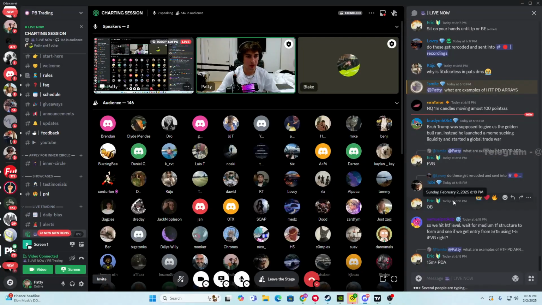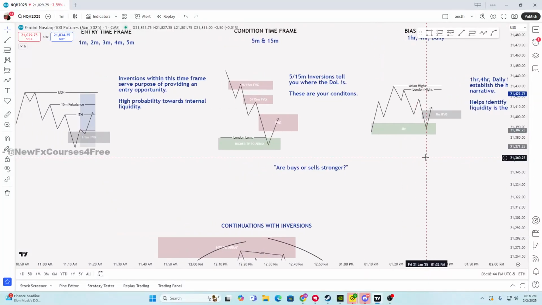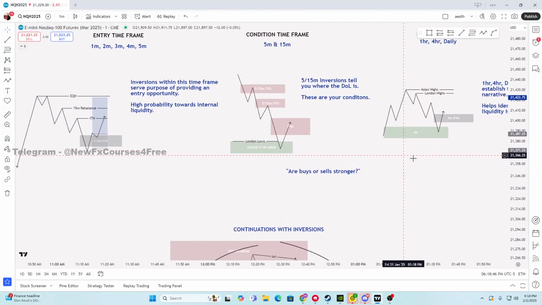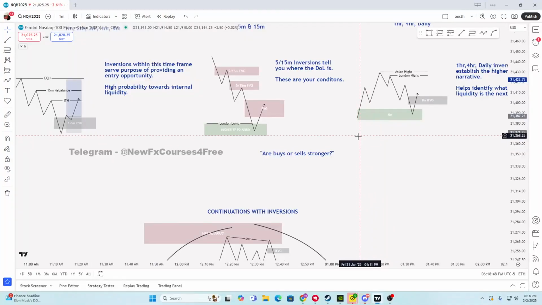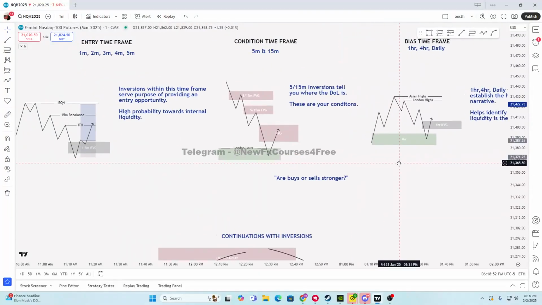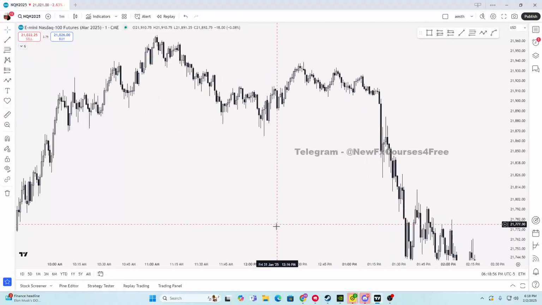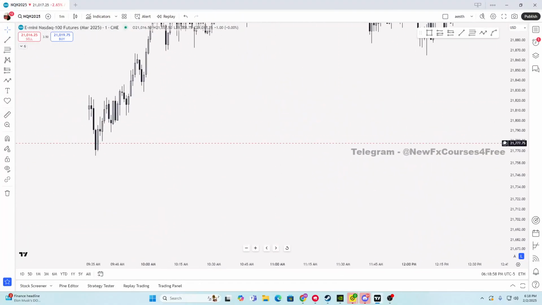What are examples of higher time frame PD arrays? Like hourly, 4-hour fair value gap, OB, etc. Any ICT concept, but I like fair value gaps. They're just, in my opinion, the best indication of where price wants to go, but I use inversions as my entries.